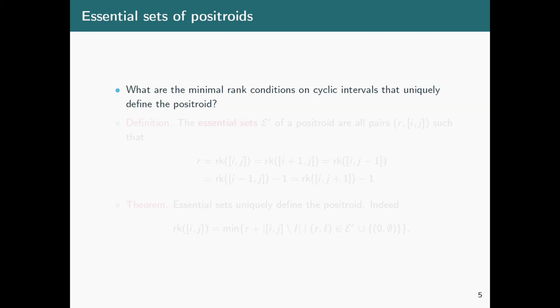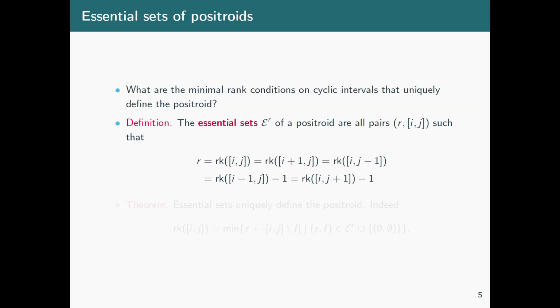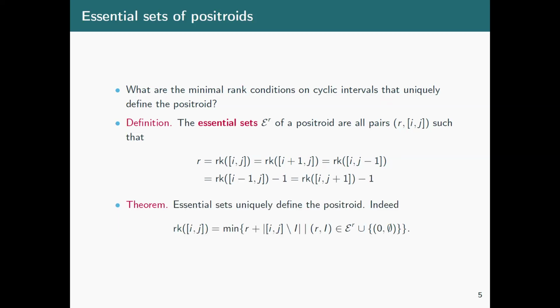So a first answer, which is still not going to be a minimal family, is given by essential sets. I'm going to just fix the rank of cyclic intervals that are somehow maximally dependent. So you can think of them as flat cyclic intervals. The essential set of a positroid is all pairs (r, I_j) such that r is the rank of the cyclic interval I_j, and if we remove one element in the beginning or one element in the end, we still have the same rank. So these elements are going to be dependent. But if I add one more element in the exterior, then my rank is going to increase. Intuitively, you can think that this is sufficient information, and indeed it is, because we can compute the rank of every cyclic interval from this information just as a minimum.